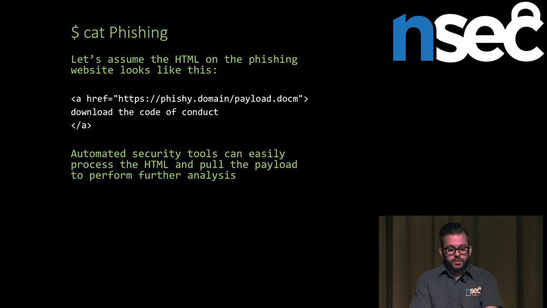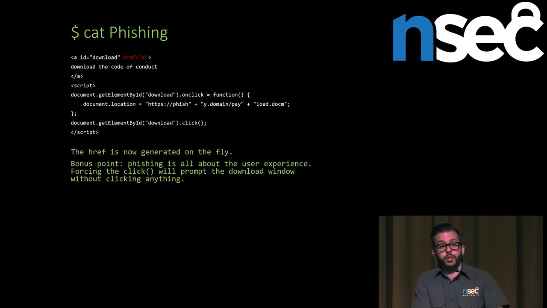So this is a typical website. You have a link that points to this website, and the website has a link to this shady Word-enabled macro document, and you just click on it. Most of the tools are going to parse the HTML, find the link, and get to the payload. They're going to analyze it and potentially detect you. So if there's a way to hide this URL, why not do it?